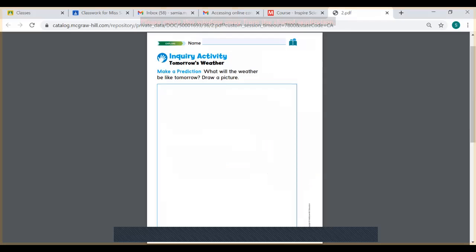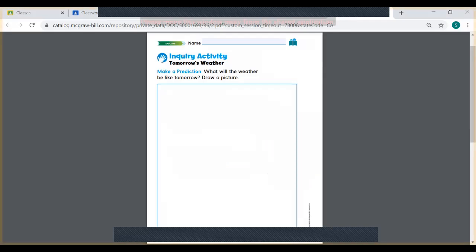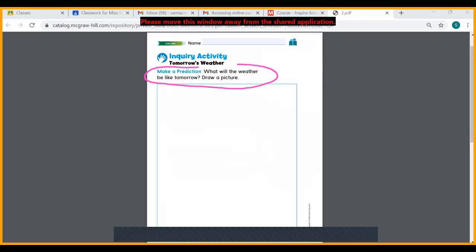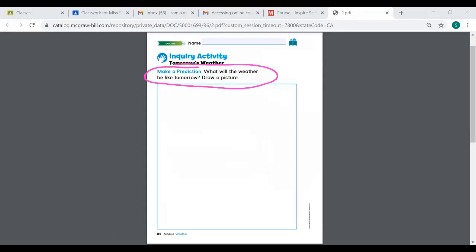Now let's turn to page 84 in your Be a Scientist notebook. Make sure your name, first and last, and the date is at the top of the page, please. All right, here it says, make a prediction. What will the weather be like tomorrow? You're going to draw a picture. So when you make a prediction, that's a statement of what you expect to observe in the future. I want you to record your predictions on page 84. Draw a picture.